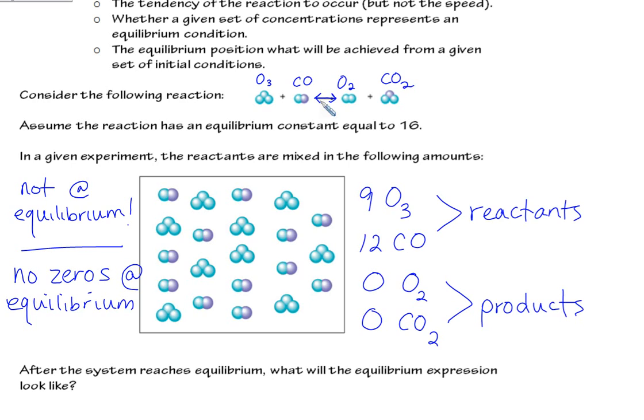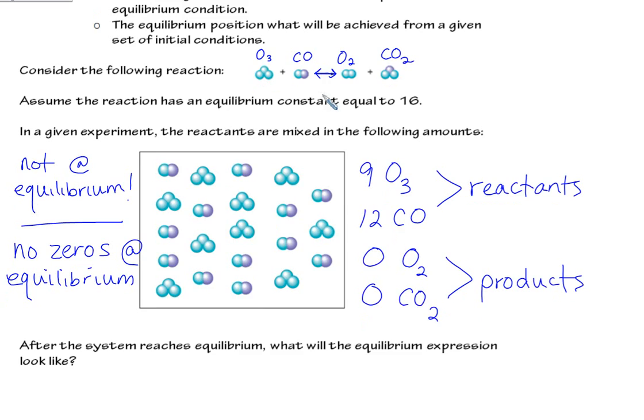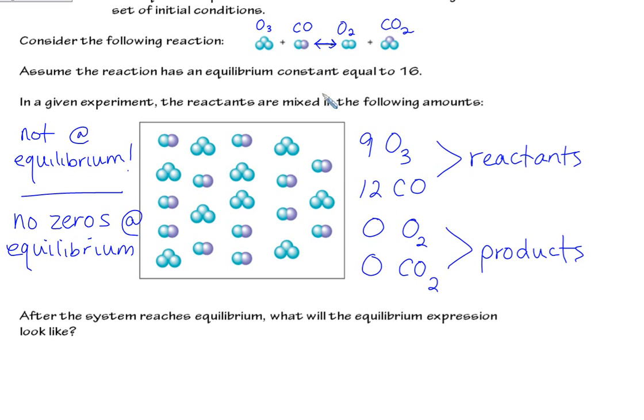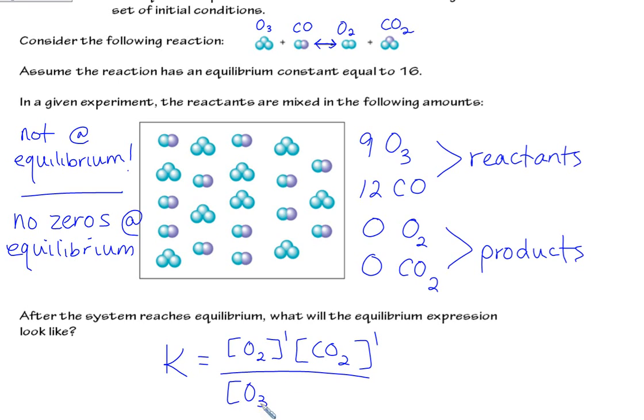Okay, after the system reaches equilibrium, what will the expression look like? Piece of cake. Let's plug this in as K equals products. We should have some oxygen to the first, and I don't know if it's going to be pressures or moles per liter, so I'll just use the brackets. There's actually one of everything, over O3 to the first, and carbon monoxide to the first. So here's what our equilibrium expression will eventually look like.